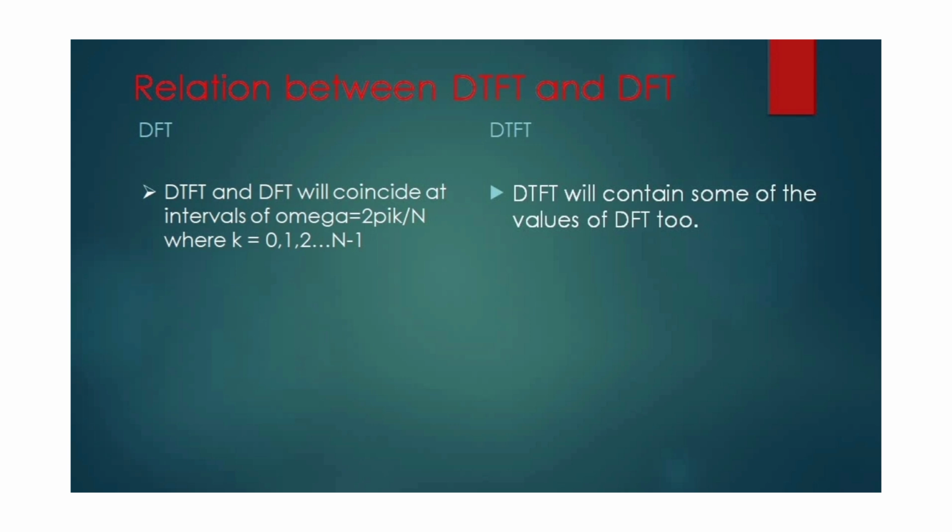The DTFT and DFT will coincide only at the sample frequencies, that is omega equal to 2 pi k divided by N. And the interval between the coincidence points is 2 pi by N. This 2 pi by N is called the frequency resolution, and it is termed as del omega.